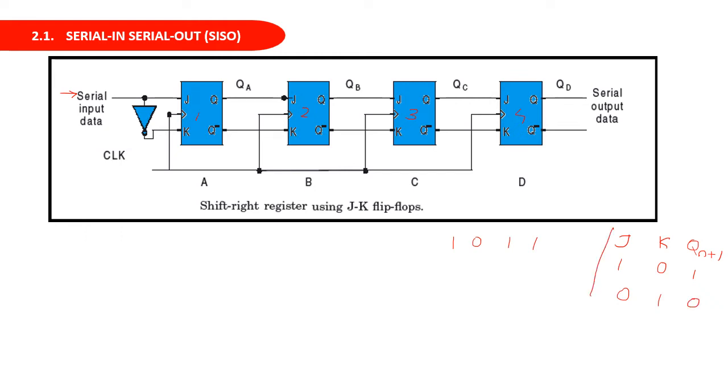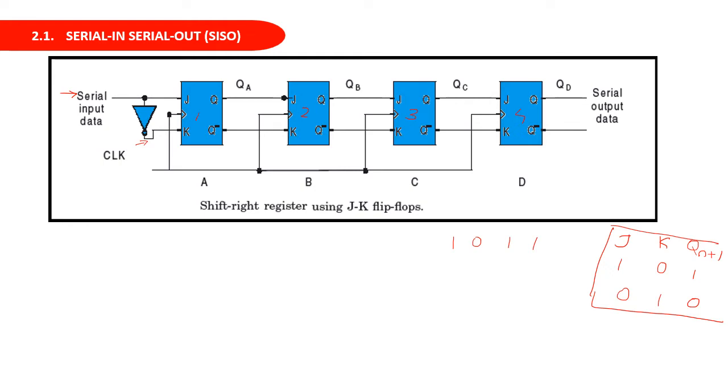This is the combination that is possible here, because for each and every flip-flop we are feeding the J terminal and K terminal as complements. First, we are feeding the data directly to the J terminal and its complement is fed to the K terminal. Similarly, for the second flip-flop, J is fed from the Q output of the first flip-flop and K is fed from the Q bar output. So for each flip-flop the inputs are complementary, and only two combinations are possible: J is 1, K is 0; and J is 0, K is 1.